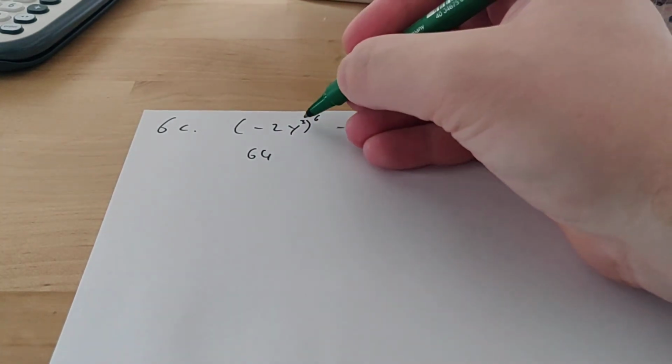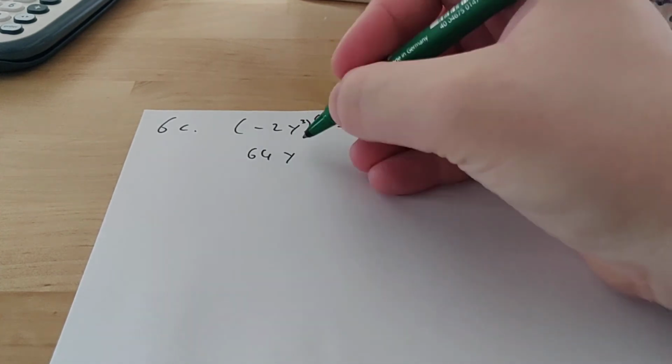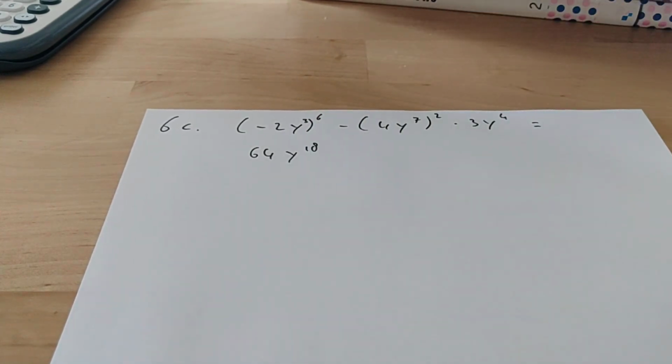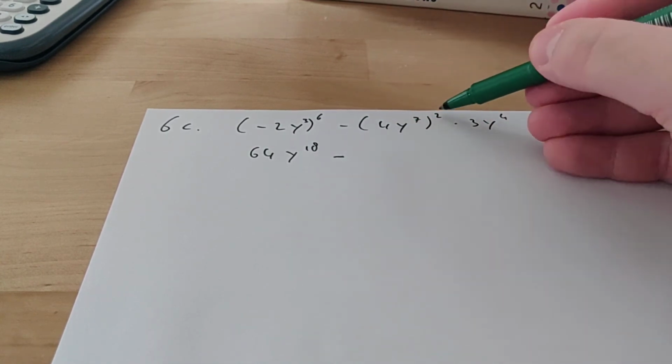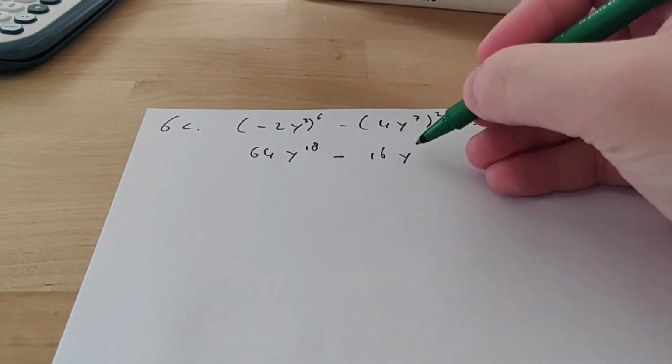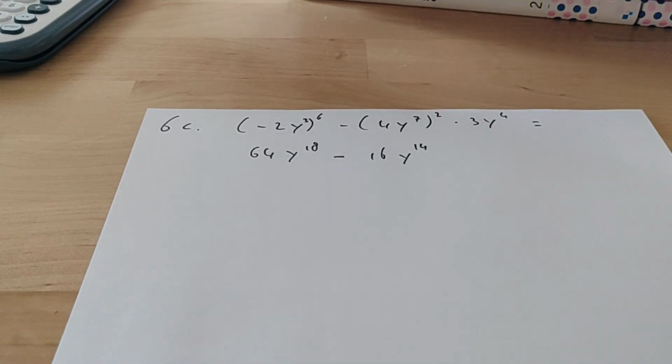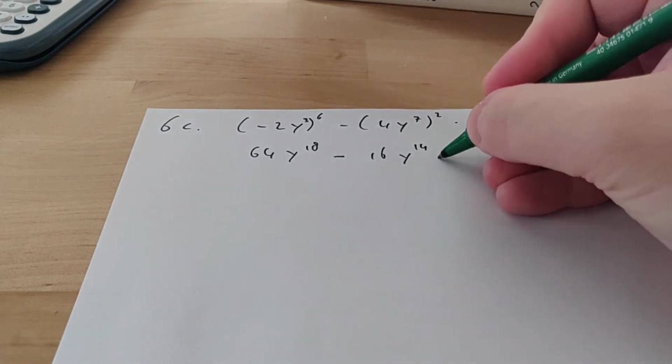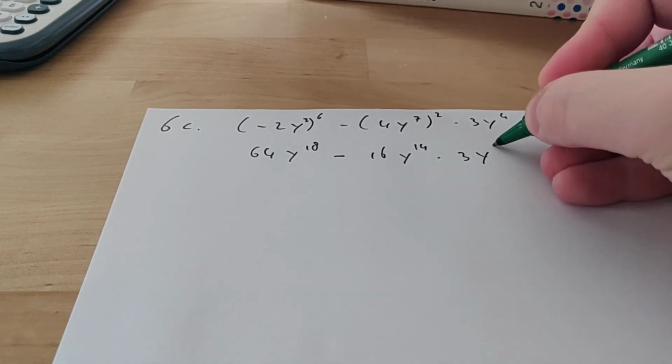Then we're going to do y. And then 3 times 6 is 18. Then I'm going to copy this minus over here. And then we'll take a look at these brackets. 4 squared is 16. And then we have y to the power of 14. Because 7 times 2 is 14. And then it says here 3y to the power of 4.